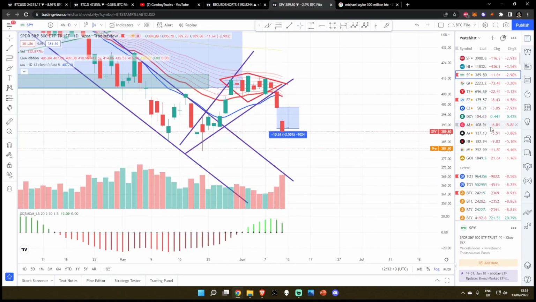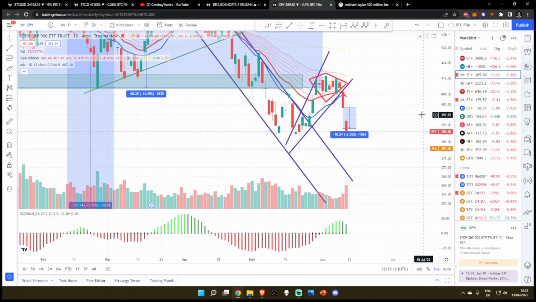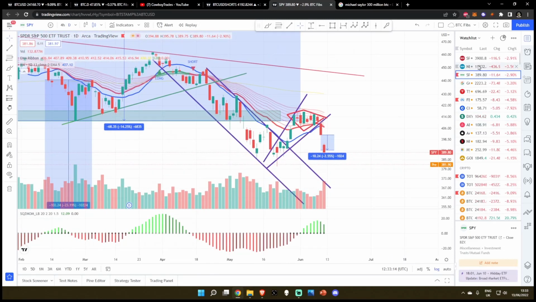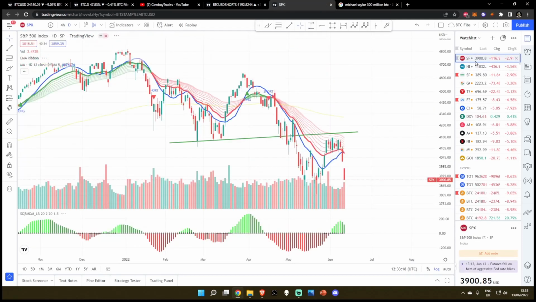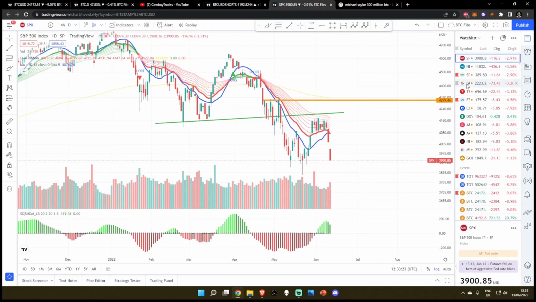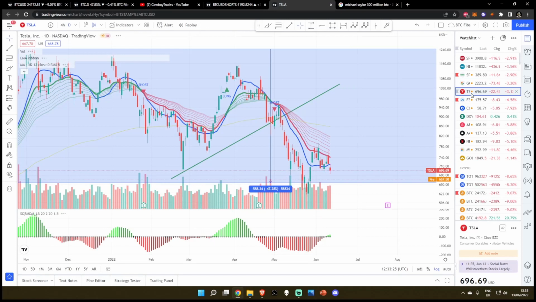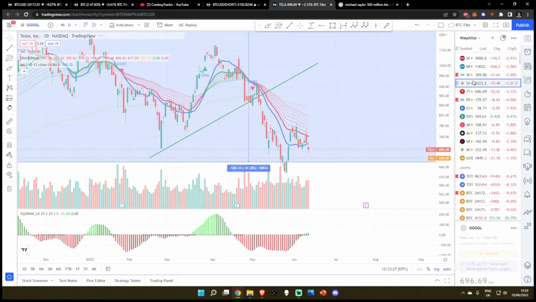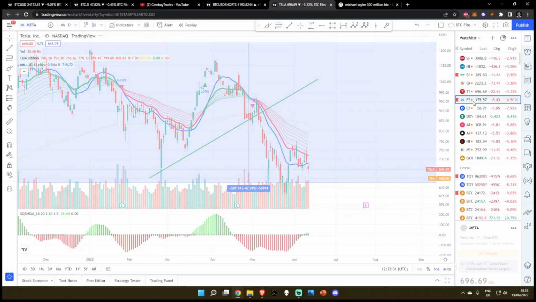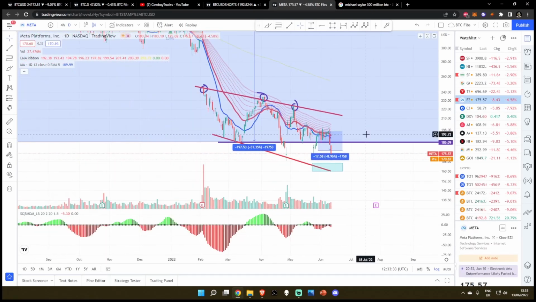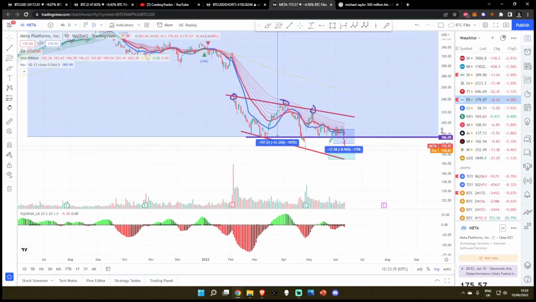Now, I don't want to do a bunch of TA on the stock market. I simply want to show you the SPY is breaking down massively. The NASDAQ is breaking down massively. The SPX is breaking down massively. Google, Tesla, all of these are getting wrecked. Google's opening all the way down here. Tesla's opening all the way down here. Facebook is opening all the way down here. So it's not looking good. That's the fact of the matter.